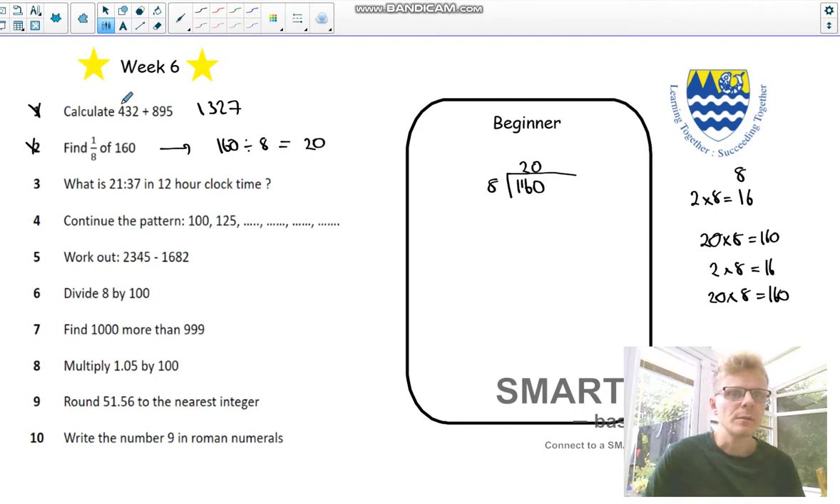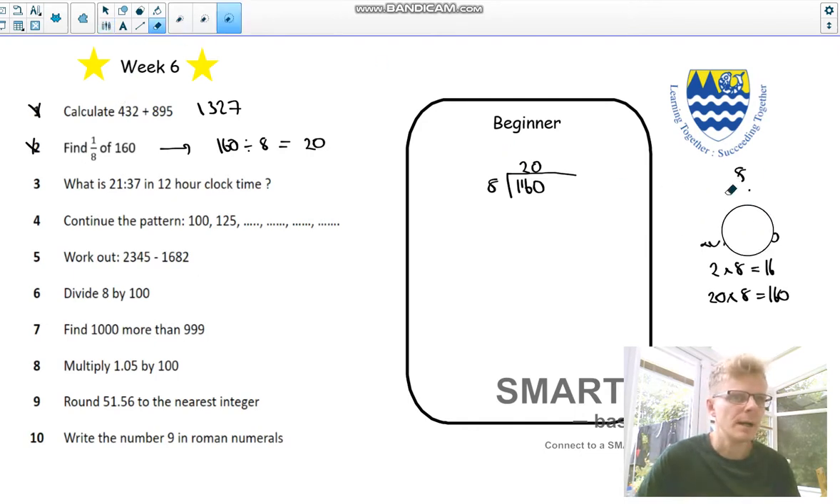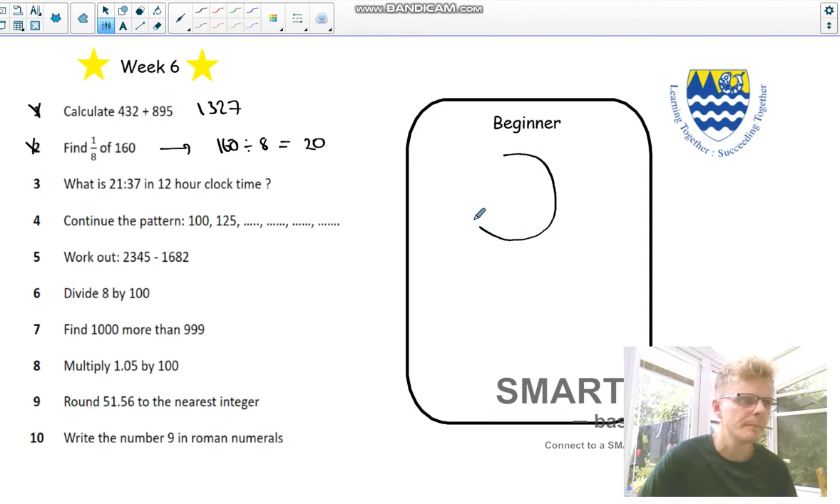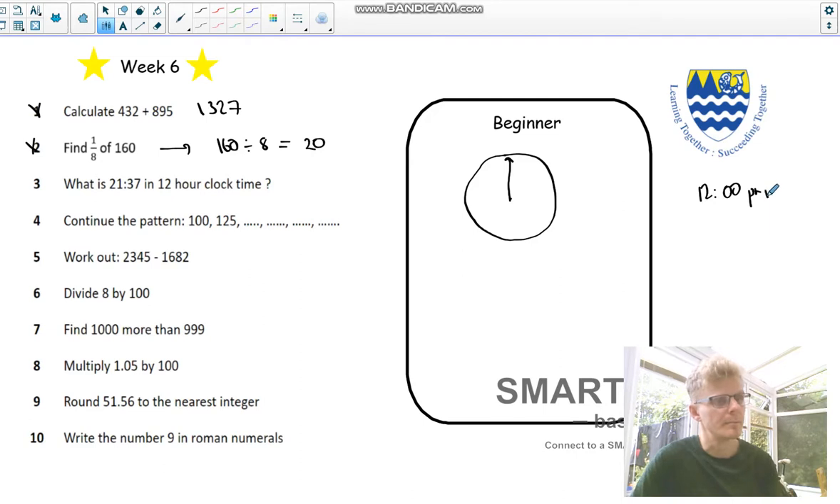Okay, so question 3, what is 21:37 in the 12-hour clock time? So they want us to use AM or PM here. Are we before midday or after midday? Okay, so on our clock, once we reach 12 o'clock midday, that's our 12 p.m. 12 a.m. is midnight, okay?